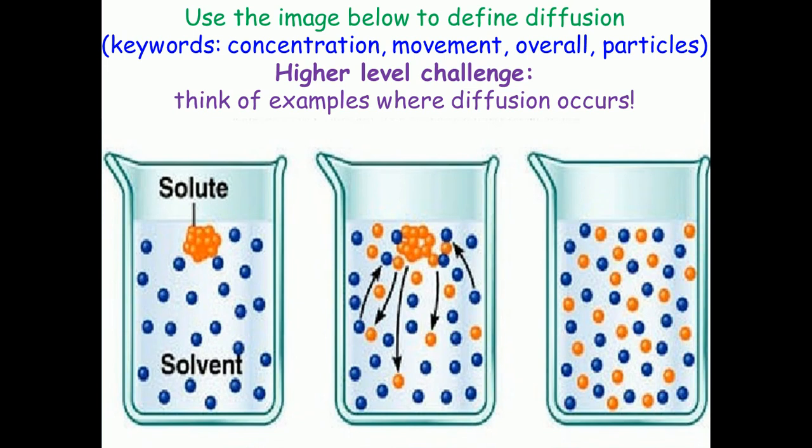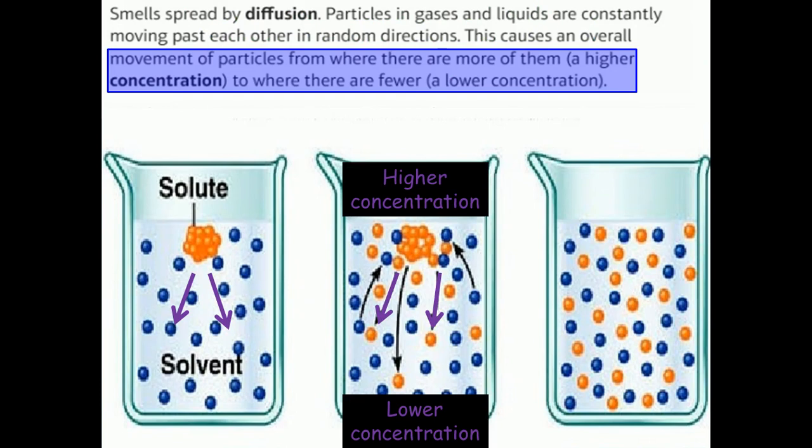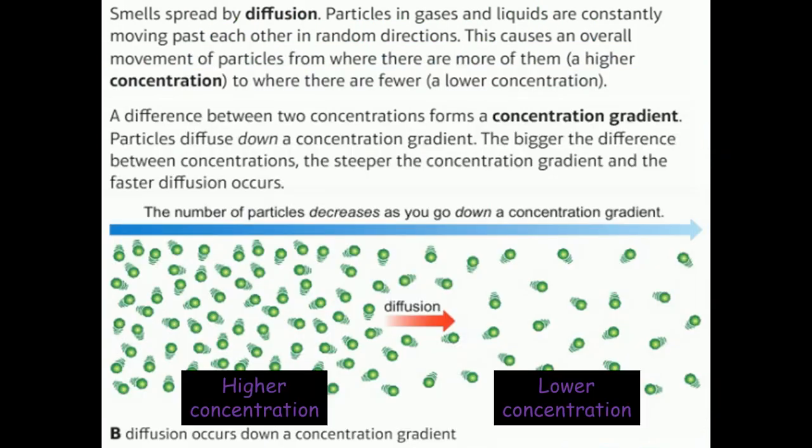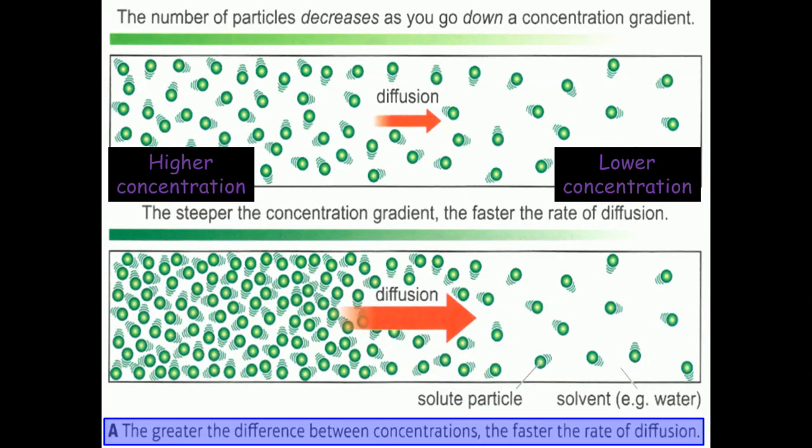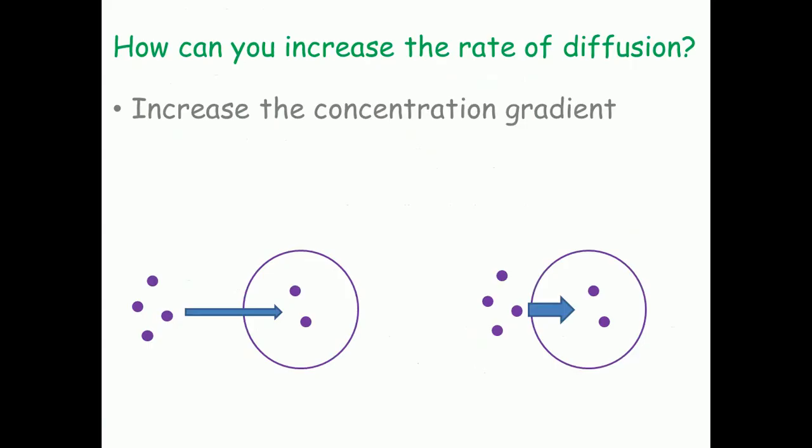So remember, in diffusion, particles move from a higher concentration to a lower concentration, down a concentration gradient. Remember, a concentration gradient is a difference between 2 concentrations in 2 different areas. So having a greater difference between those concentrations means that there's a faster rate of diffusion. So that's one way of increasing the rate of diffusion, increase the concentration gradient.